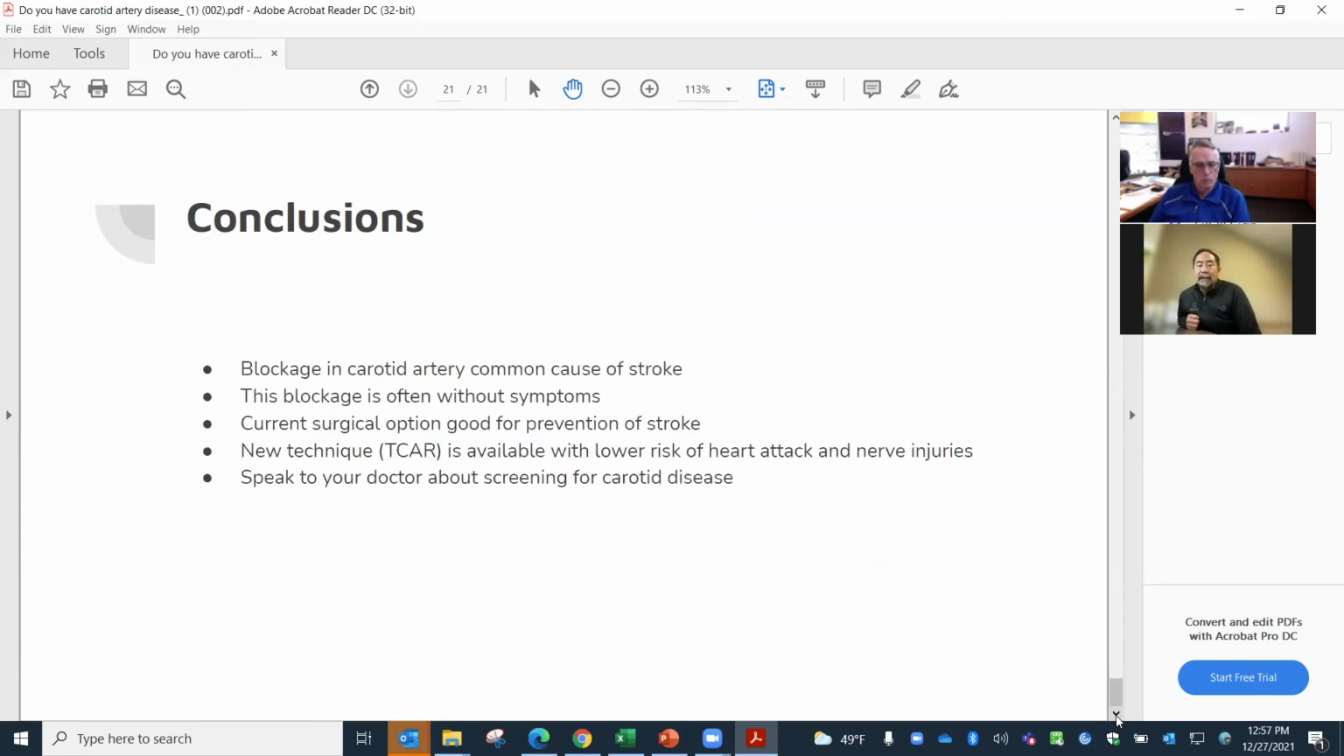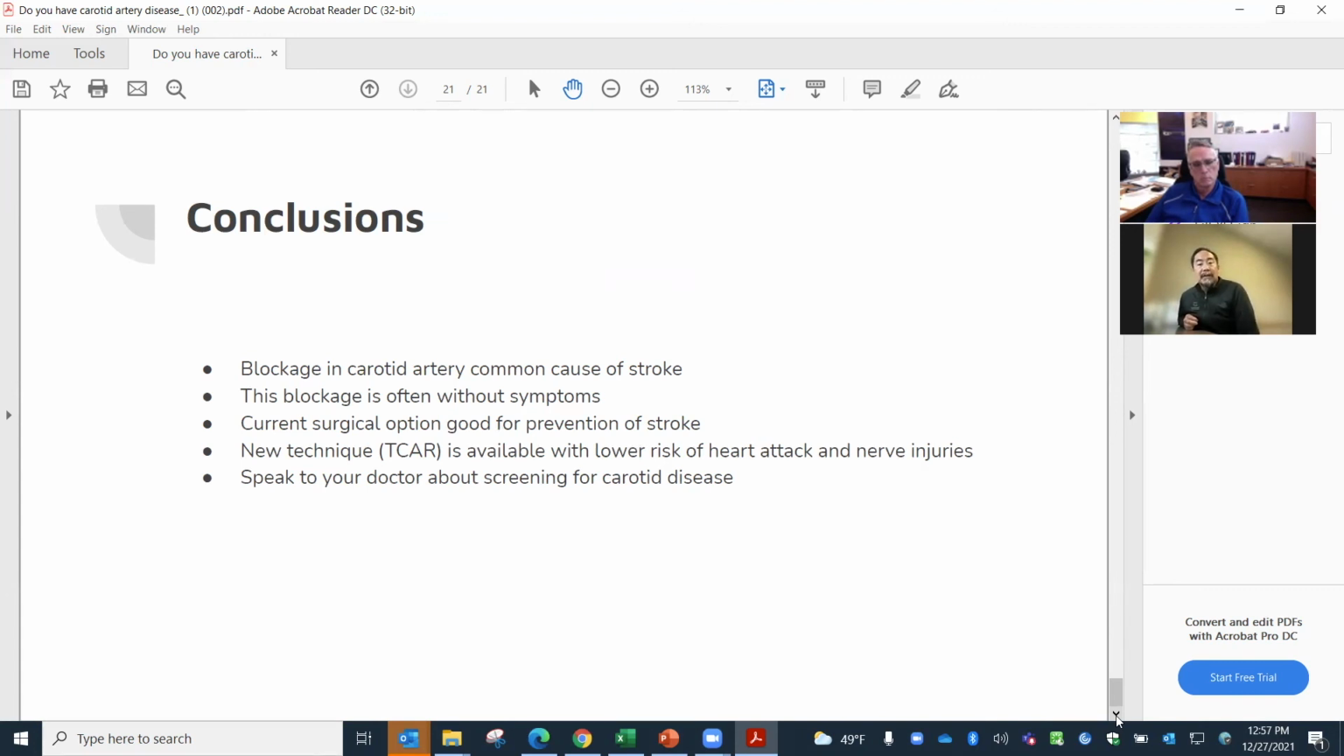So, conclusions. Number one, blockages in these carotid arteries are a common cause of stroke. Up to one third of all strokes are caused by this blocked artery in your carotid. Number two, the blockage is often without symptoms. You and I could be walking around with carotid artery disease without symptoms. Number three, current surgical options for high-grade, severe blockages are good for prevention of stroke, preventing another stroke or preventing a stroke from occurring.